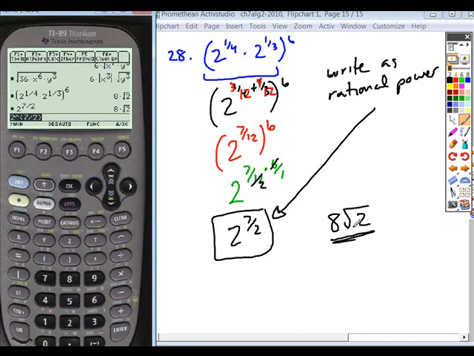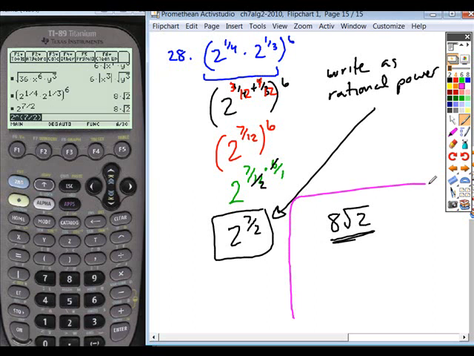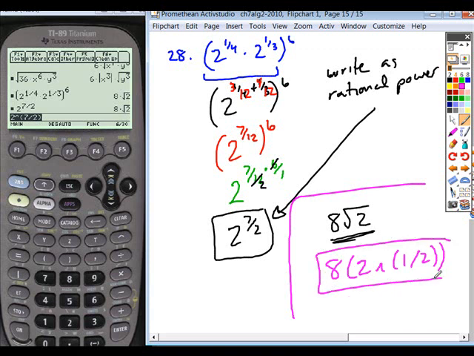How would we convert this back? Let's say I gave you a completely separate problem, and I asked you to convert this into a radical form, you would write 8 times 2 to the power of, and what is the square root in terms of rational power? So this is what it would look like. I'm not going to ask you to put it in that form, though.